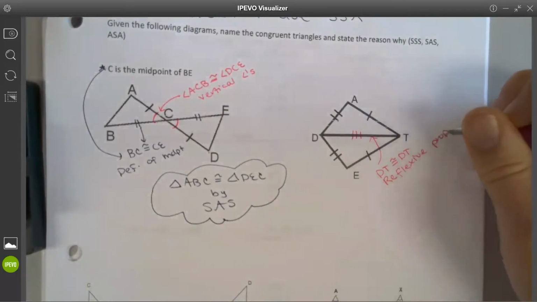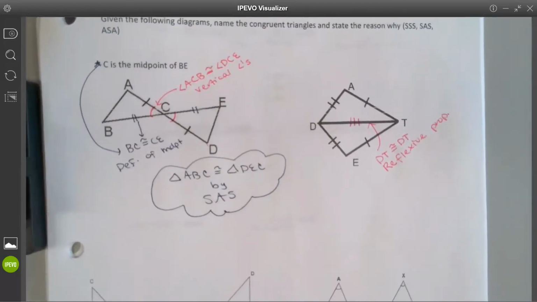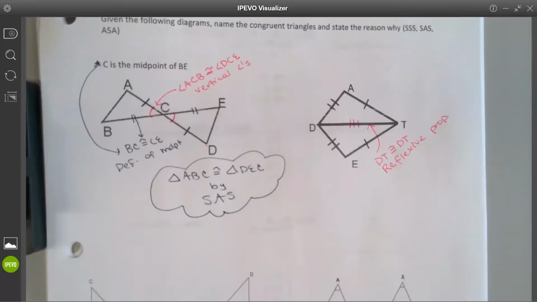So again, if we were writing a proof, and those were the diagrams given to me, I have to know what to look for. 2 of the biggest, what I call look fors here, are vertical angles and reflexive property. They show up all the time with congruent triangles. If I have vertical angles or reflexive property, I got to state it in my proof.